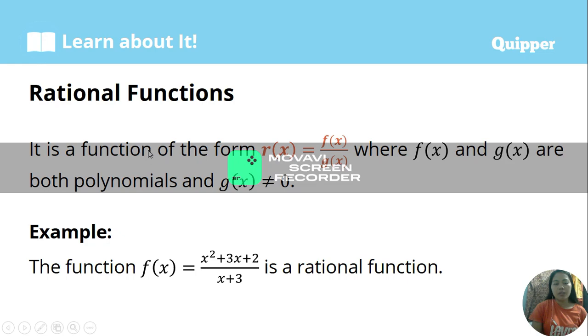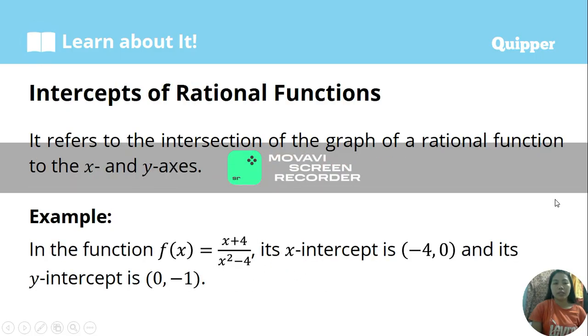So, a rational function is a function in the form r of x equals f of x over g of x, where f of x and g of x are both polynomials, and g of x should not be equal to 0. For example, we have the rational function f of x equals x squared plus 3x plus 2 over x plus 3. Intercepts of rational functions.